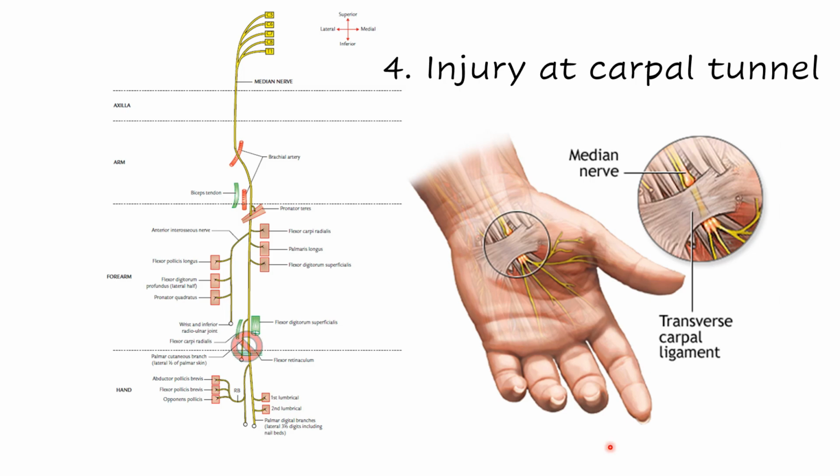The commonest injury of the median nerve occurs at the carpal tunnel. Now this carpal tunnel is formed by the flexor retinaculum and the concavity of the carpal bones, and through this tunnel pass all the long flexor tendons of the fingers along with the synovial sheath as well as the median nerve. Now the median nerve here can get compressed because of the narrowing due to many pathological conditions.